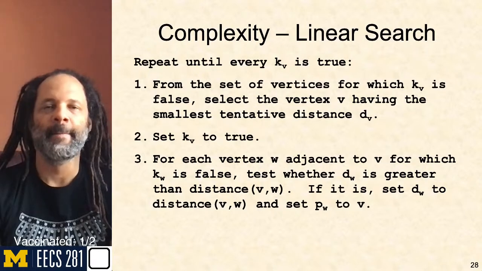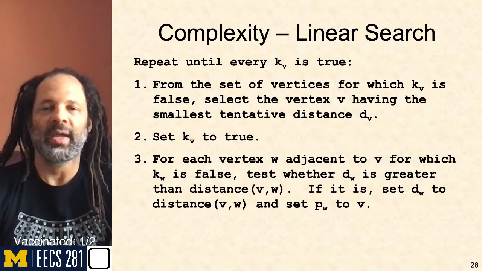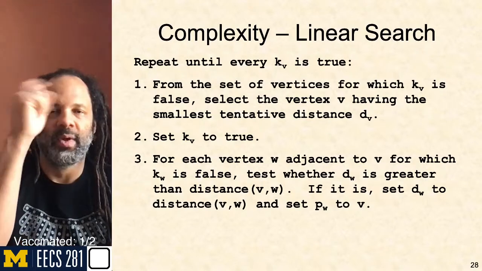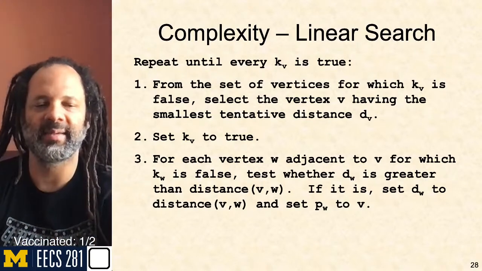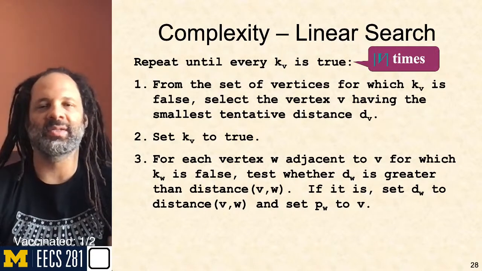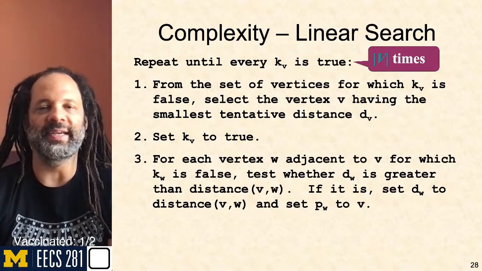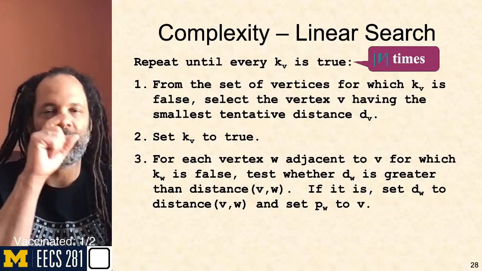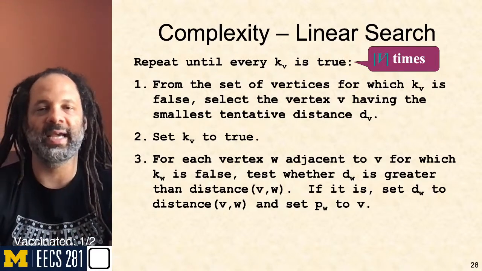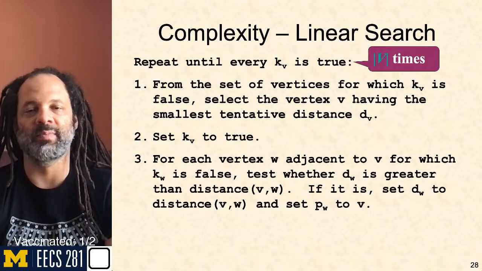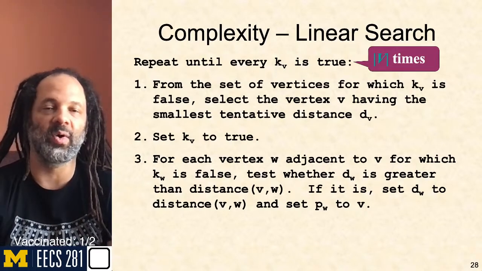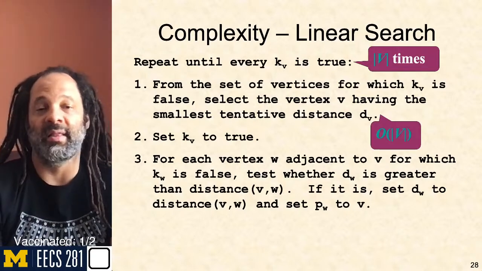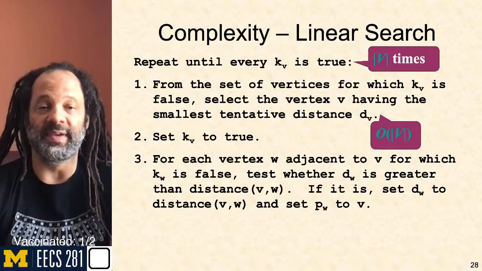Let's look at complexity. With my linear search, remember, here is my pseudocode for Prim's algorithm. We're going to repeat until every K of V is true. So that means we're doing this outer loop V times. Inside the outer loop, I've got these 3 steps. The first step is for all of the vertices for which K of V is false, find the one having the smallest tentative distance D sub V. So I've got to do a linear search, looking at all of them. So there's a big O of V right there.